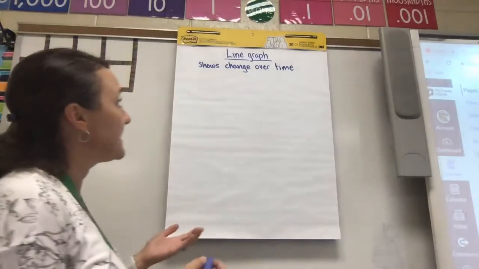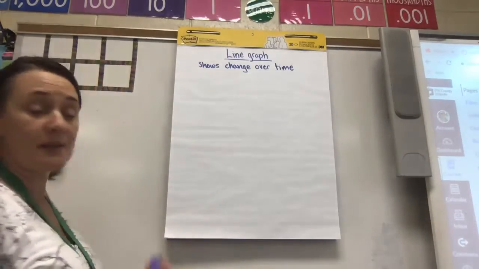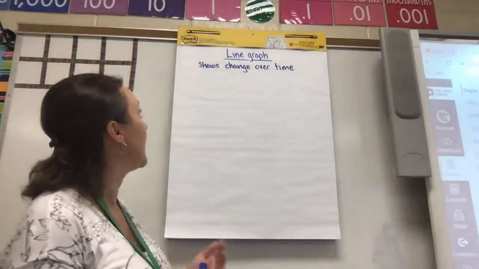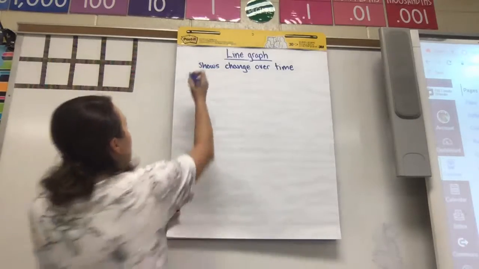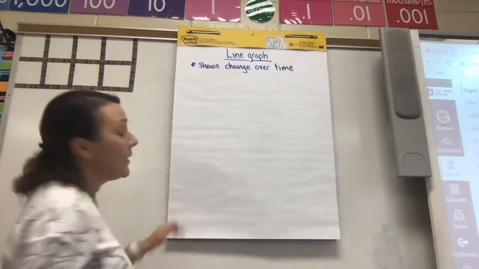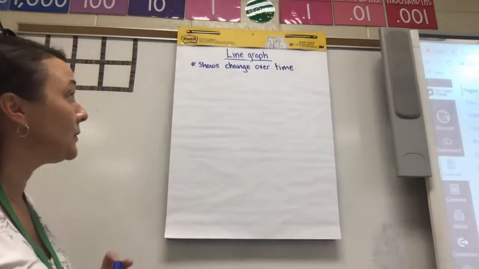So for this lesson today, label your paper. This is in your math journal. Label it line graph, and this is important. It shows change over time. And we are going to draw a simple line graph.